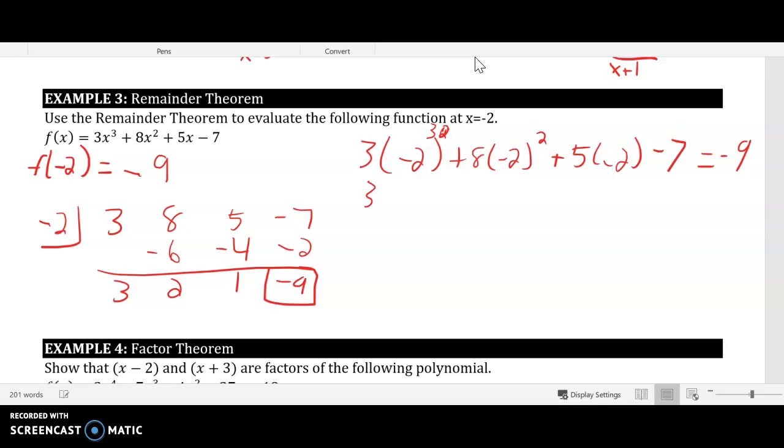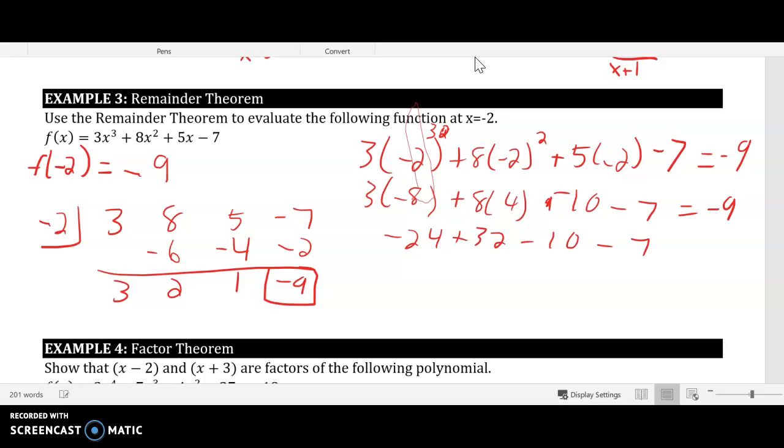So this is 3 times negative 8. Oh, a little haywire on me there. Plus 8 times 4. This is going to be a minus 10. Minus 7. We should again equal negative 9. So what's that? Negative 24 plus 32 minus 10 minus 7 equals negative 9. So if I add these two together, that's positive 8, negative 2, negative 9.